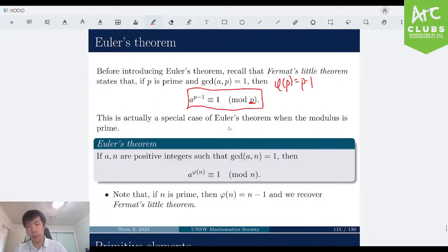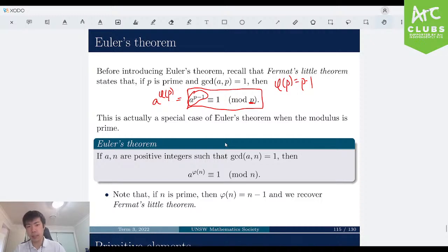And maybe that will give you a bit of an inkling as to where Euler's theorem comes from. Because if you notice that phi of P equals P minus 1, this A to the power of P minus 1 is exactly equal to saying A to the power of phi of P. Correct? Because phi of P is going to give us P minus 1 anyways. So A to the power of phi of P is congruent to 1 mod P. That's essentially what Fermat's little theorem is for when P is prime.